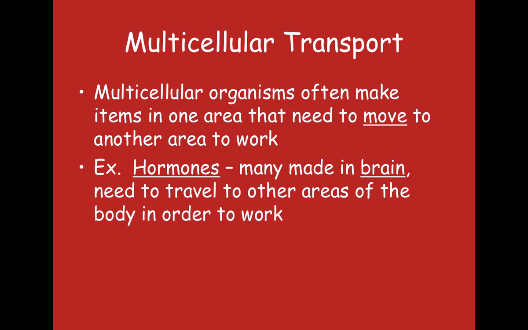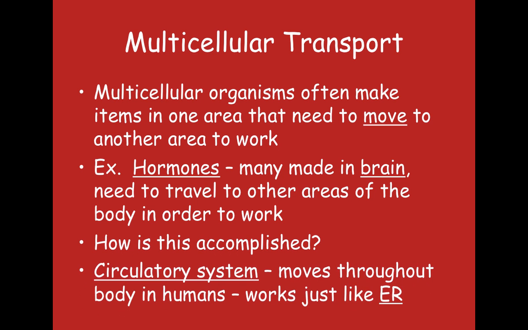If you think of things like estrogen and testosterone, they're made up in the brain. We know that those hormones don't act up in the brain. Okay, well, maybe they do a little bit, but their actual function is somewhere else in the body. So how do we accomplish this? Well, the circulatory system allows these hormones to move throughout the body, and so basically it's almost like the endoplasmic reticulum of the cell. So the cell has its own like circulatory system with the endoplasmic reticulum.